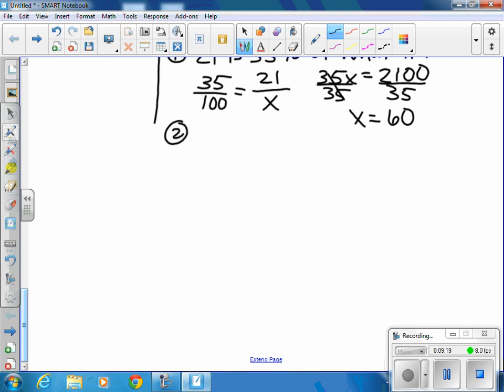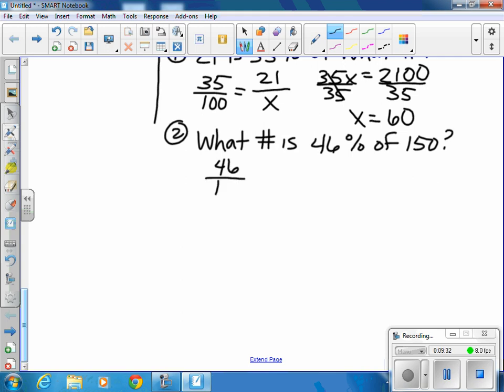All right, the second one would be what number is 46% of 150? Again, we have our percentage, so we put 46 over 100. This time the question is asking what is, so our is part is missing, and then it says of 150. So the 150 goes on the bottom in the of position.